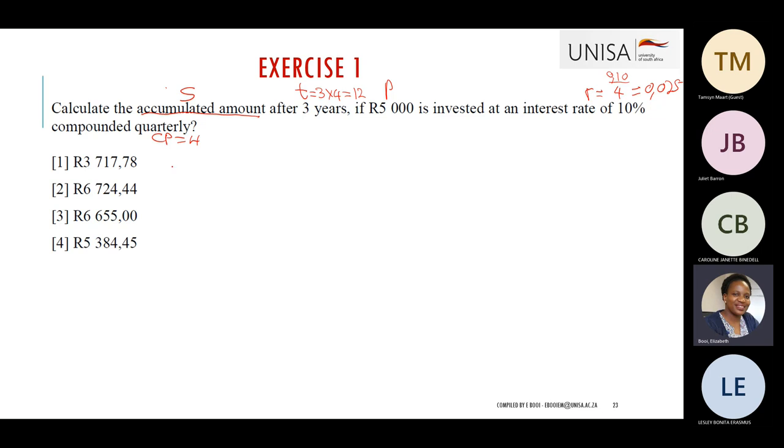So we need to calculate S is equal to P times 1 plus R to the power of T. I'll just substitute the values that I've already calculated. So it's 5,000 times 1 plus, instead of using 0.10 divided by 4, I'll just use 0.025, which makes it easier, to the power of 12. Instead of using 3 times 4, I just use the value as I see it. So this will be 5,000 times 1.025 to the power of 12, and I can get the answer.